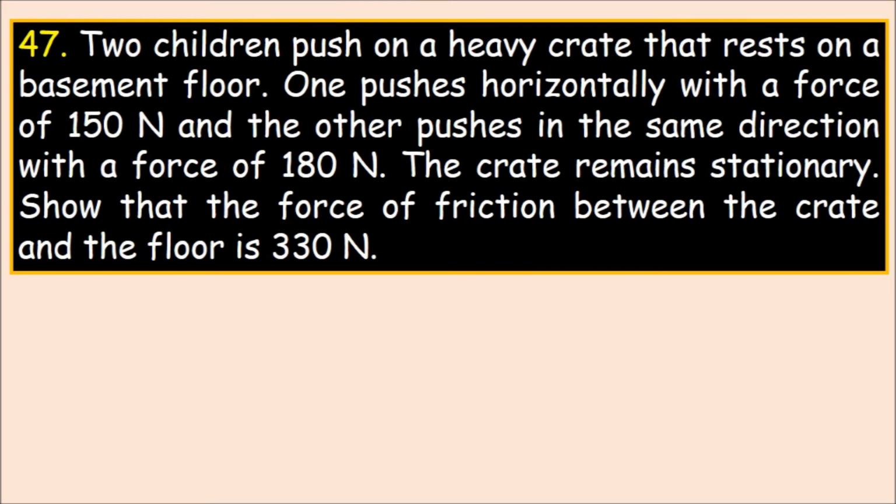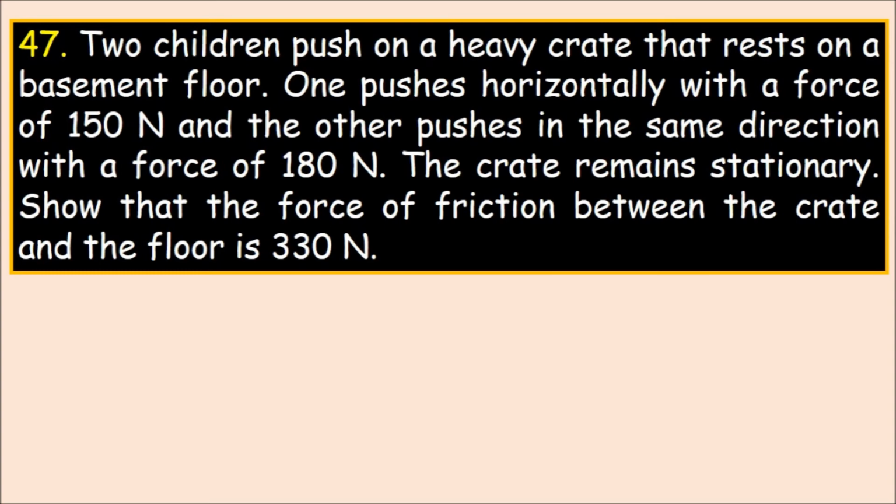Two children push on a heavy crate that rests on a basement floor. One pushes horizontally with a force of 150 newtons, and the other pushes in the same direction with a force of 180 newtons. The crate remains stationary. Show that the force of friction between the crate and the floor is 330 newtons. I'm not sure I read that correctly. One pushes horizontally with a force of 150 newtons. The other one pushes in the same direction with 180 newtons. And show that the force of friction between the crate and floor is 330 newtons.